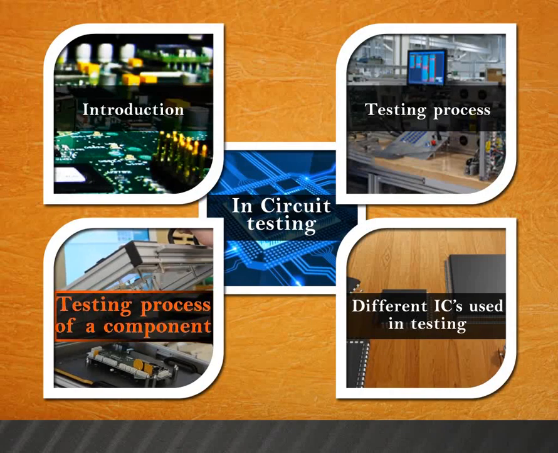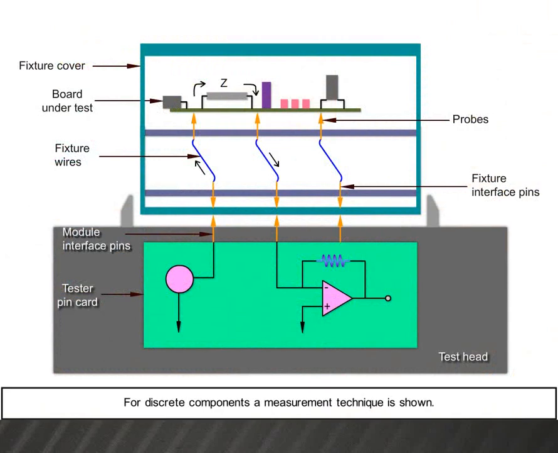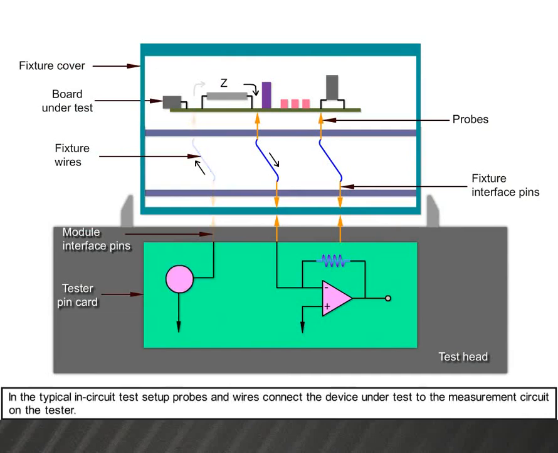Testing process of a component. For a discrete component, a measurement technique is shown. In the typical in-circuit test setup, probes and wires connect the device under test to the measurement circuit on the tester.